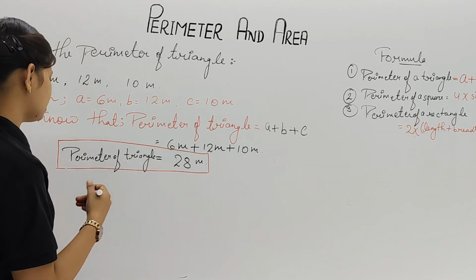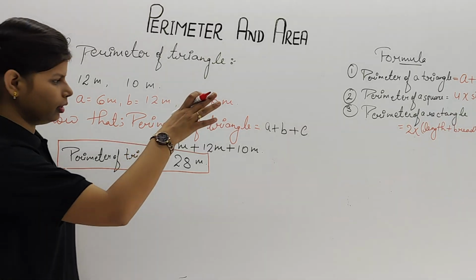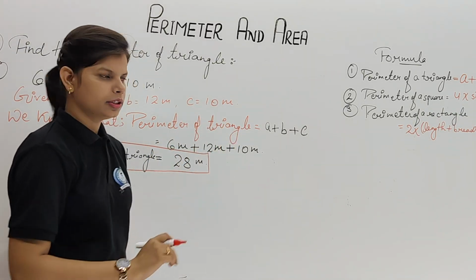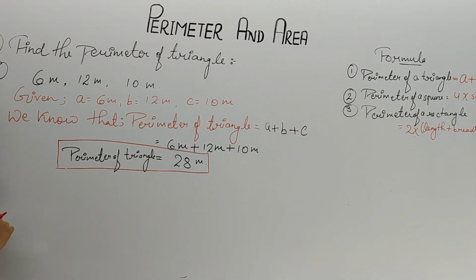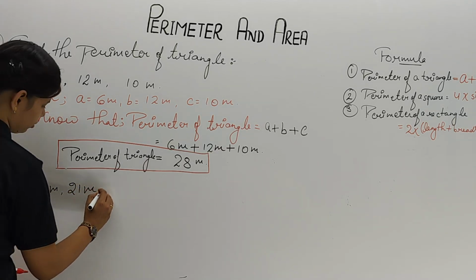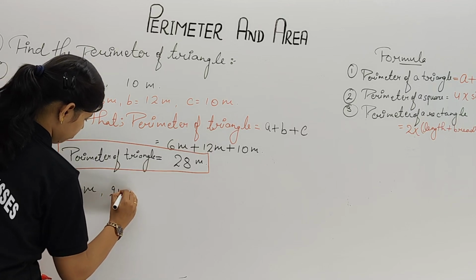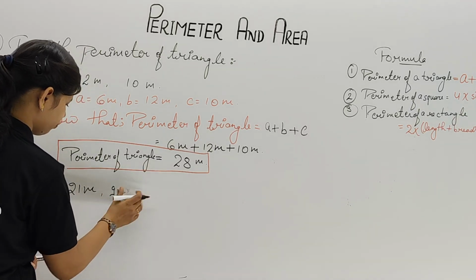Clear? So next example, I am giving you 2 more. This is just the way for solving all the problems based on triangle. Clear? So 2 more problems I am giving you. The question is given: 12 meter, 21 meter and last is your 9 meter, or I'll go with the next unit of ours.